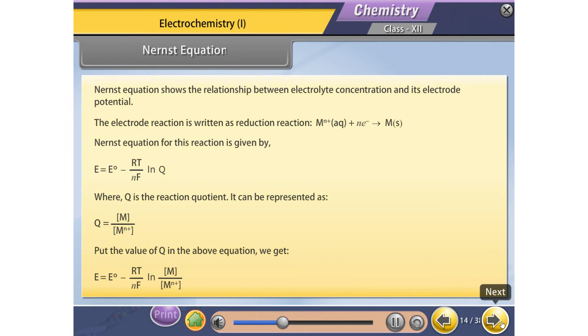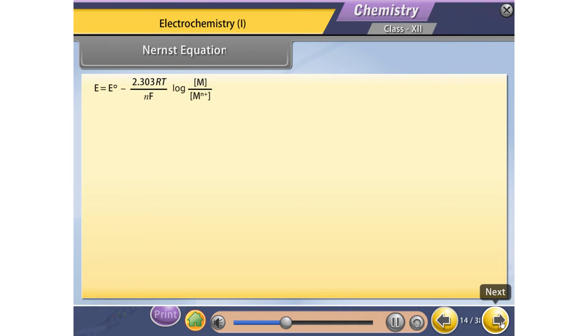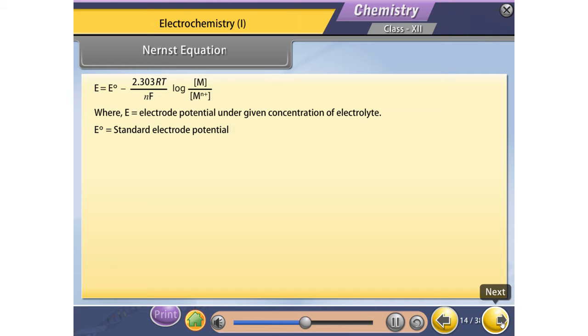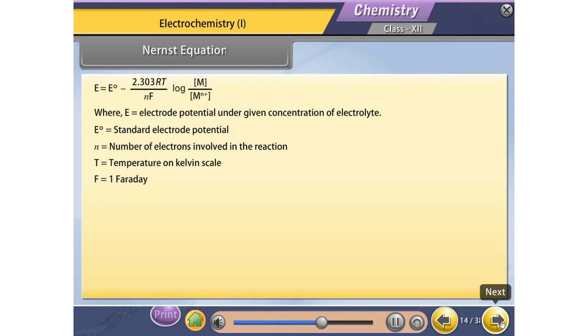We get E = E naught minus 2.303 RT upon nF log M upon M ion, where E is the electrode potential under given concentration of electrolyte, E naught is the standard electrode potential, n is the number of electrons involved in the reaction, T is the temperature on Kelvin scale, F is equal to 1 Faraday, and R is the gas constant.